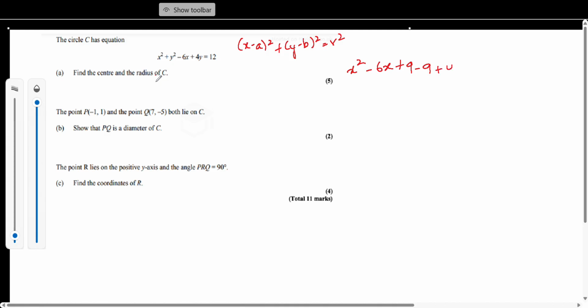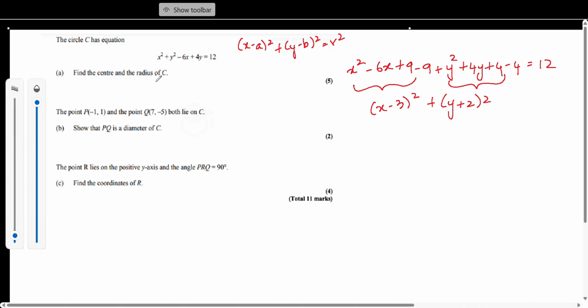Then y squared plus 4y. When you halve 4, it's 2. So when you square 2, you add a 4, subtract a 4, equal to 12. Now we will arrange it according to our convenience. These two are perfect squares. This is (x minus 3) the whole squared, plus this becomes (y plus 2) the whole squared.